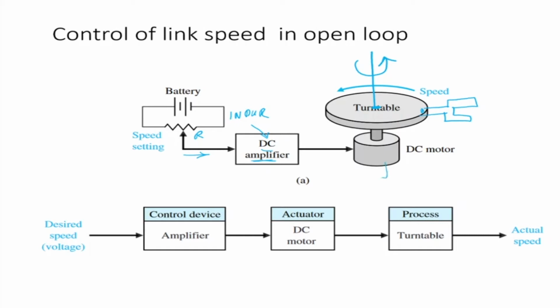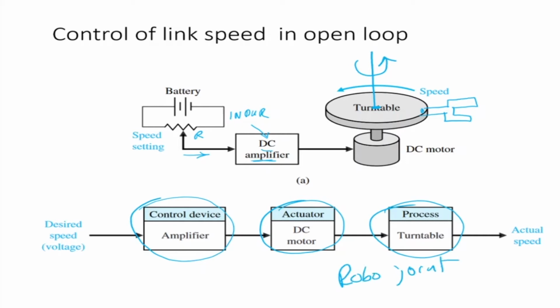That means there is no feedback from here which is going backwards. So this is not there. So this is essentially how a robot or a motor is controlled in open loop. So what are the various devices? There is a control device which is an amplifier. Amplifier basically just amplifies the signal, amplifies the current, it does nothing else. There is an actuator, which is the DC motor itself, and there is the process, which is the turntable or a joint. So in our case, it's a robot joint, which is the same thing.